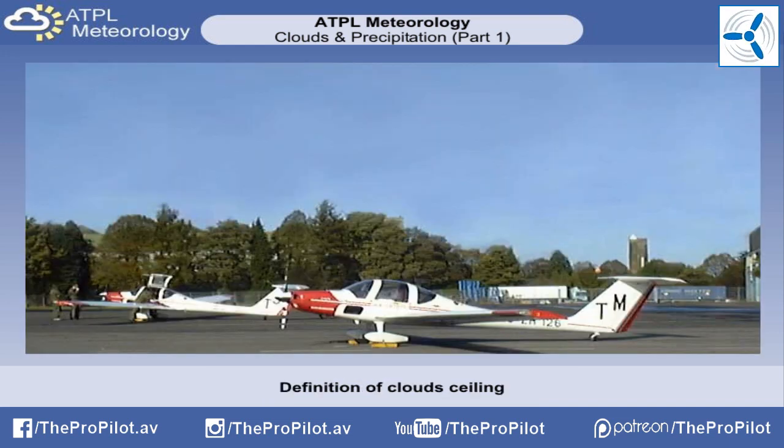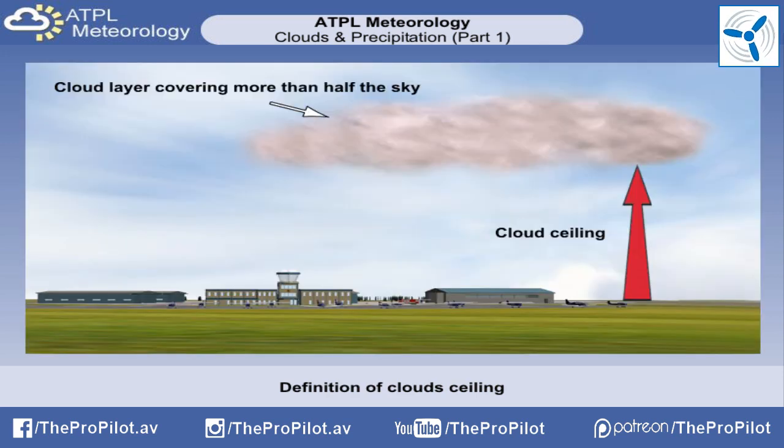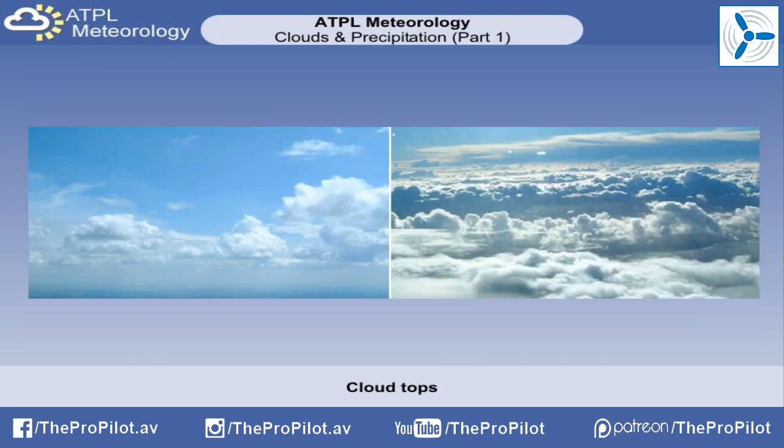You may have heard the phrase cloud ceiling, as in CAVOK, ceiling and visibility OK. Cloud ceiling is defined as the height above aerodrome level of the lowest layer of cloud of 5 octas or more. So, we have looked at convective cloud bases and ceiling.